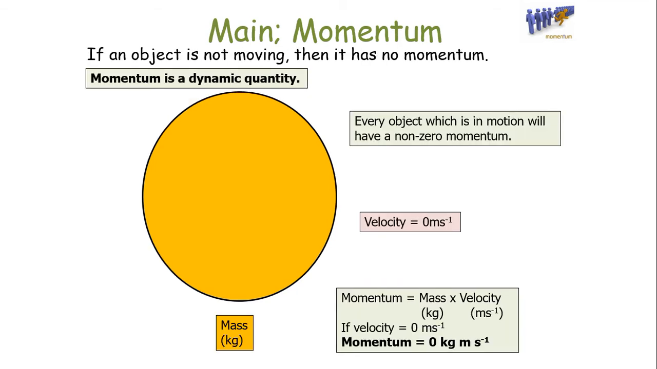Now, in addition, if an object is not moving, it has no momentum. So momentum is a dynamic quantity. Every object which is in motion will have a non-zero momentum. So the only time an object will have a zero momentum is if it is stationary. Now that makes sense because the equation is momentum equals mass times velocity. So if velocity is equal to zero, any number times by zero will equal zero.